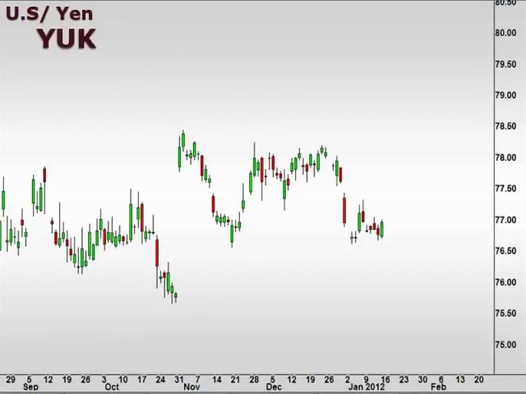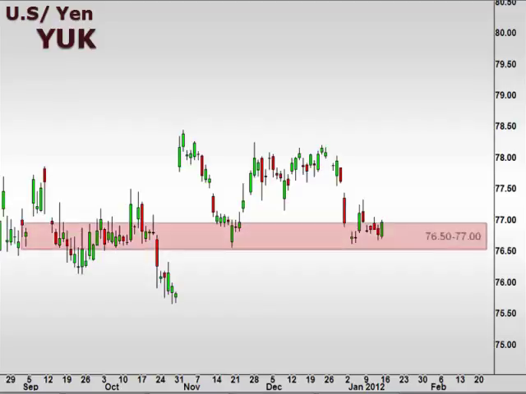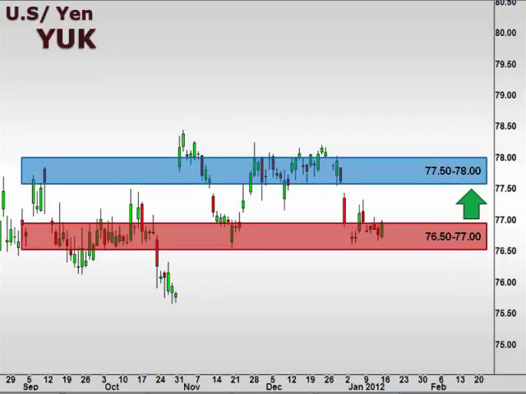Let's take a look at the YUK, the US dollar versus the Japanese yen. Well, the YUK spent last week consolidating within the 76.5-77 focal zone. A break below 76.5 opens the window for a continuation lower. A break above 77 opens the window for a retest of the 78 resistance.